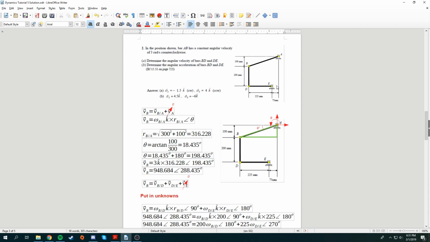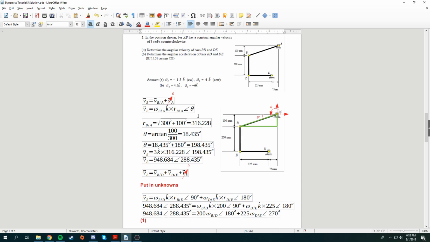Okay? Now, how do I find velocity of B? Velocity of B is actually velocity of B from A. See, it's just a single rod. In fact, you can use your chapter 1 knowledge to solve for velocity of B. Okay? So, you find out that your velocity of B is just angular velocity of B from A cross product with the length of B from A.